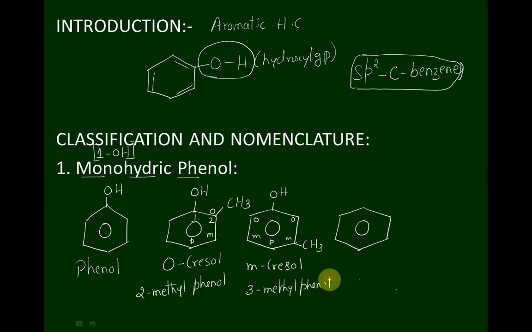3-methylphenol. This is OH, ortho, meta, para, and here the CH3 group is there, therefore it is considered para-cresol. 1, 2, 3, 4th carbon atom, therefore 4-methylphenol. IUPAC name 4-methylphenol. Please note it down.